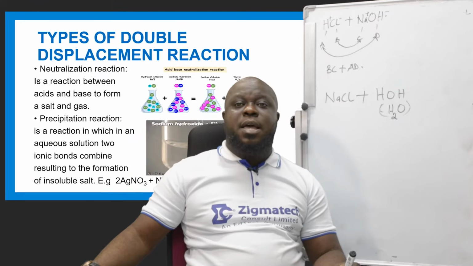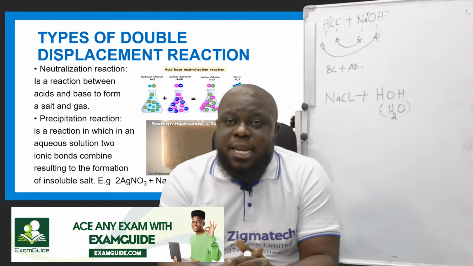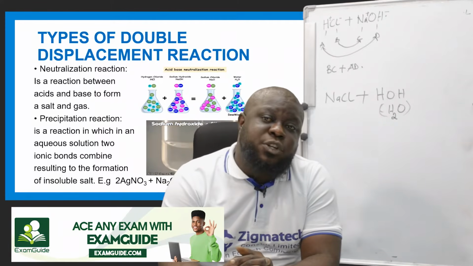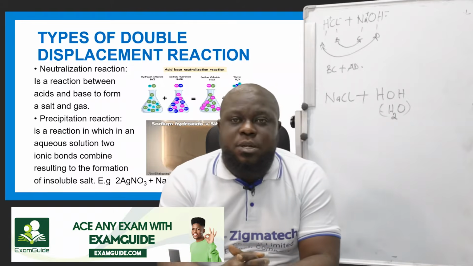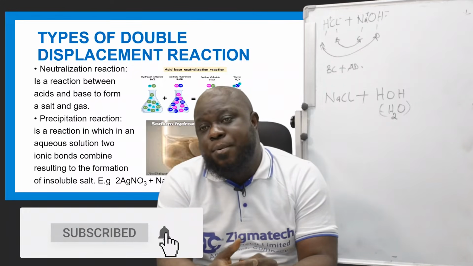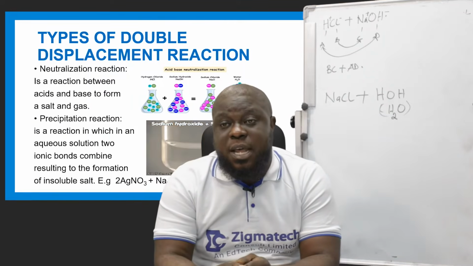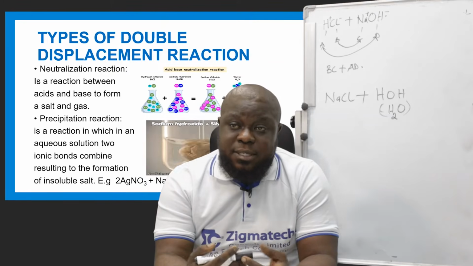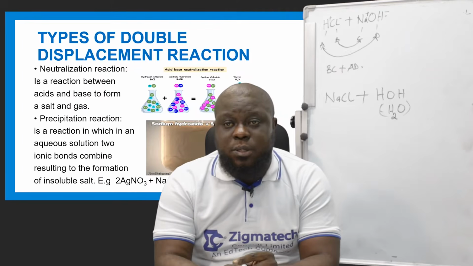Now the next one, we have types of double displacement reaction. Okay? The first one is neutralization reaction. It's the reaction between acid and base to form salt and gas. Acid and base. For example, hydrochloric acid, I brought it there on the screen, you're seeing it there. Hydrochloric acid is an acid. Hydroxide is a base. It gives us salt and water.